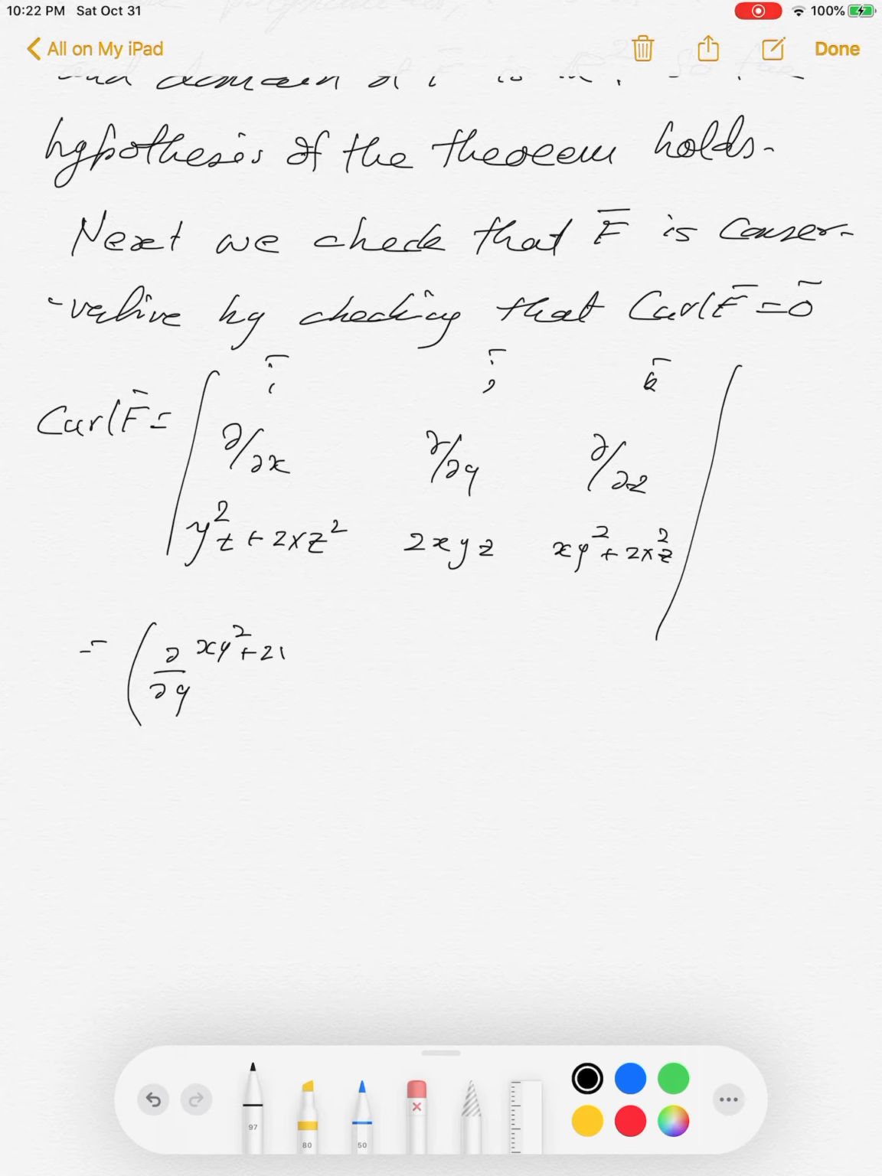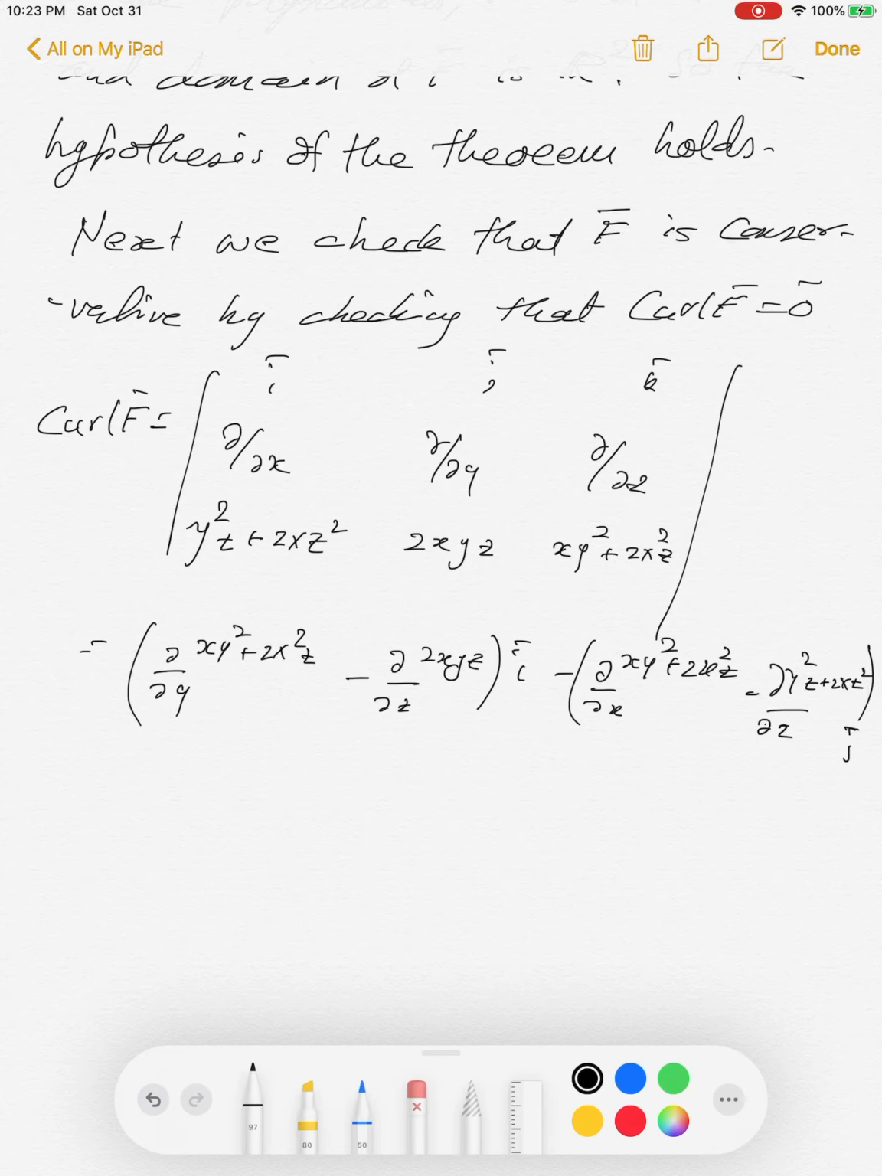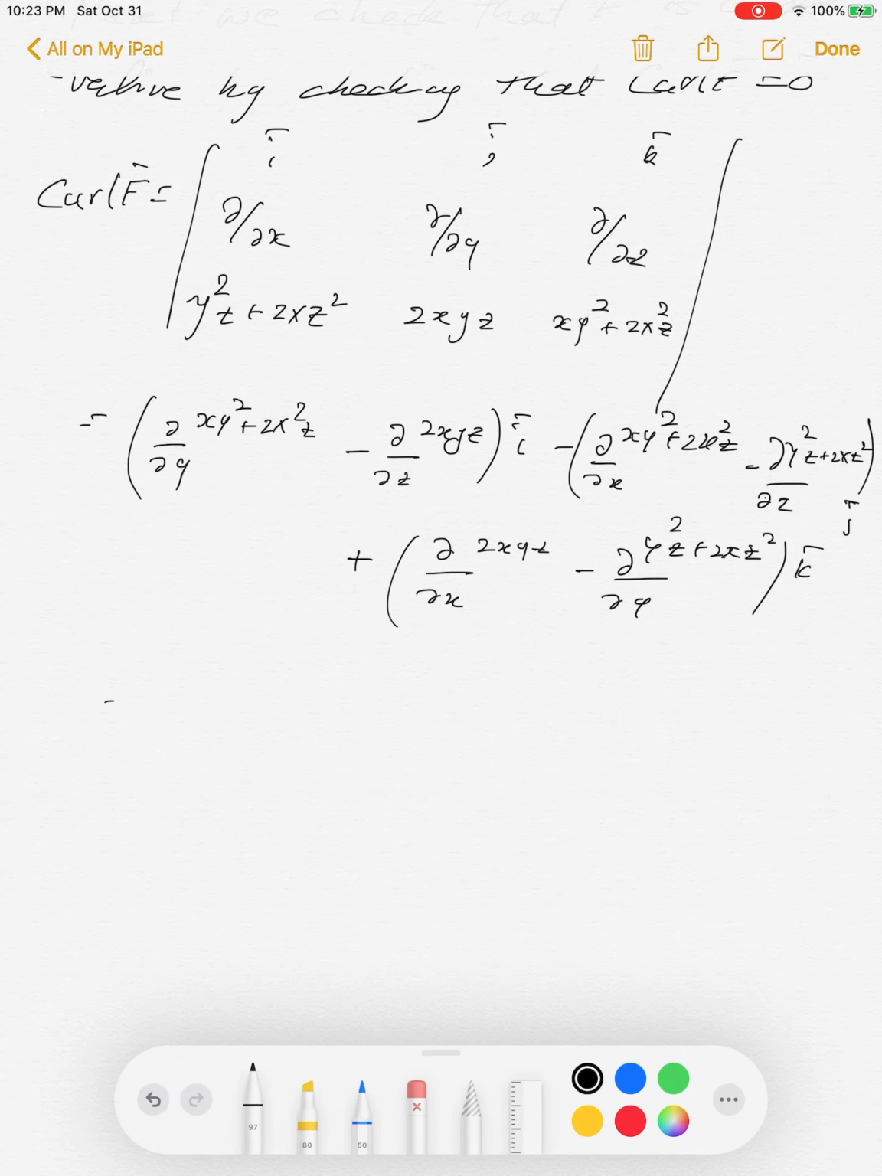So this is going to be d dy of xy square plus 2x square z minus d dz of 2xyz, i bar, minus d dx of xy square plus 2x square z minus d dz of y square z plus 2xz square, j bar, and plus d dx of 2xyz minus d dy of y square z plus 2xz square, k bar.